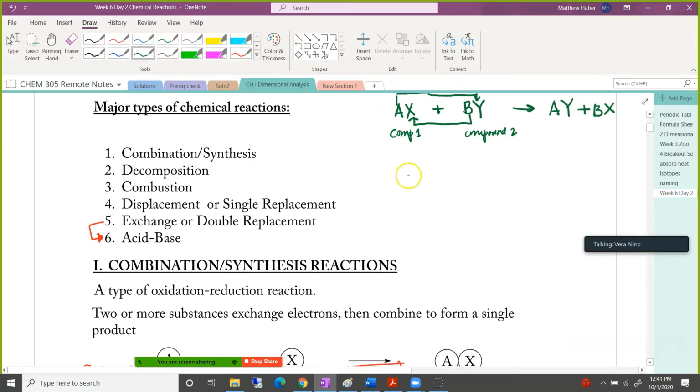Single replacement, by the word itself, means there's only one that is being replaced. That means you have one compound and an element right here. What this does is it only replaces one. So this B will go with the X to form BX, displacing your A so that now your A is the element. There's only one that is being replaced in the compound, whereas in double displacement, both the metals and the non-metals are being replaced.